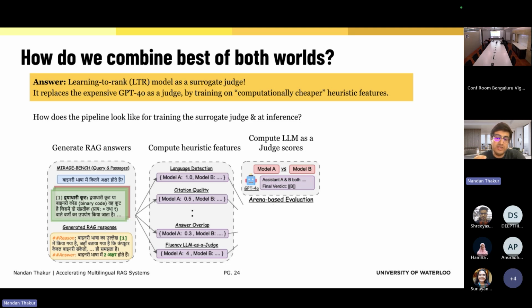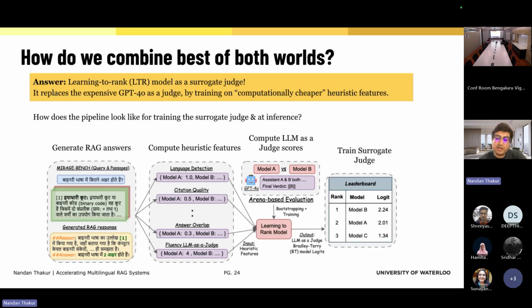So this means that given our answer from model A versus model B, we use a judge to say which model has a better RAG answer. And combining both, the heuristic features are used to train this learning to rank model, and the labels are coming from the Bradley-Terry model logits, where I use the LLM as a judge scores. We are able to train a surrogate judge, which can output a leaderboard mentioning which model does well for multilingual RAG.